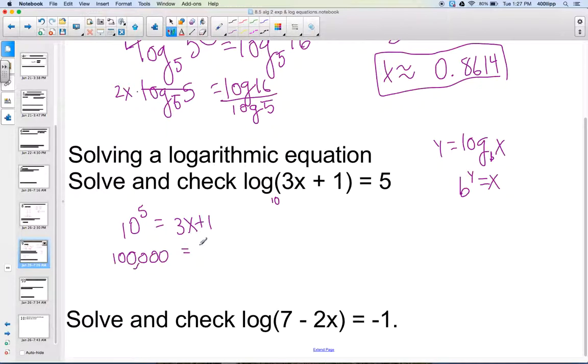100,000. And we were able to get this because of the base of 10 here. So we will rewrite this 3x plus 1, subtracting 1 here, and subtracting 1 here. This will cancel.